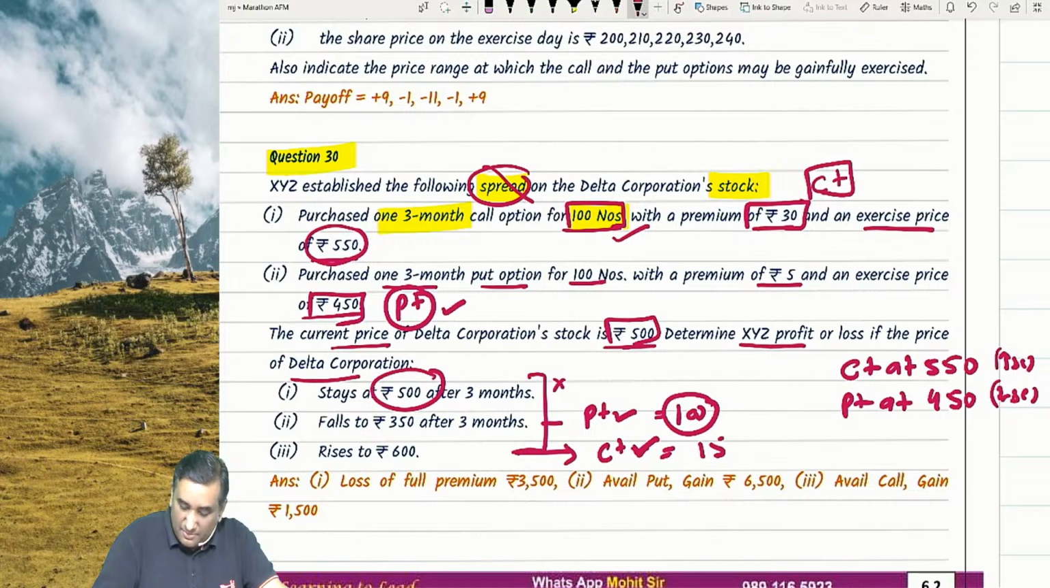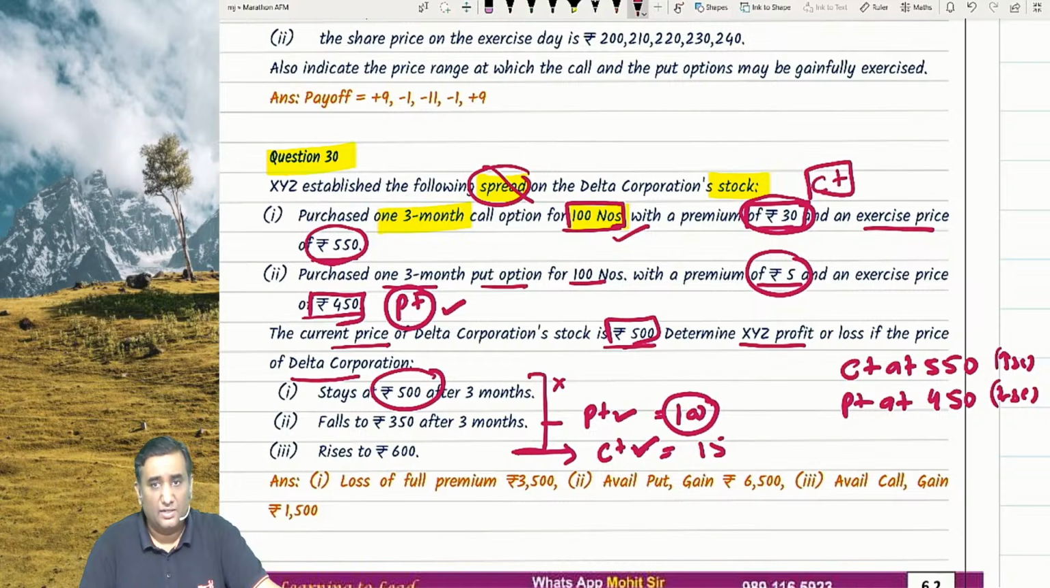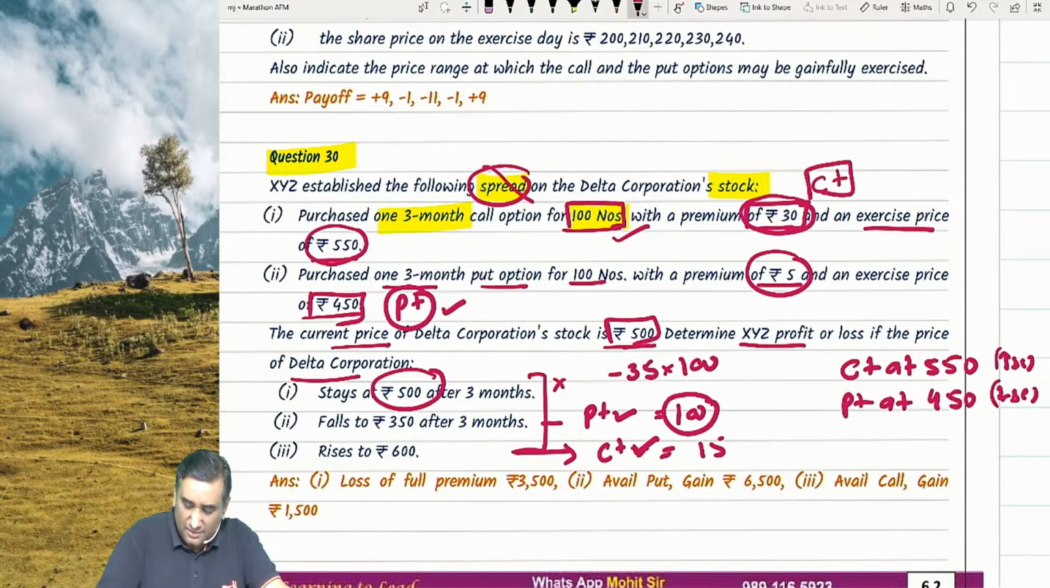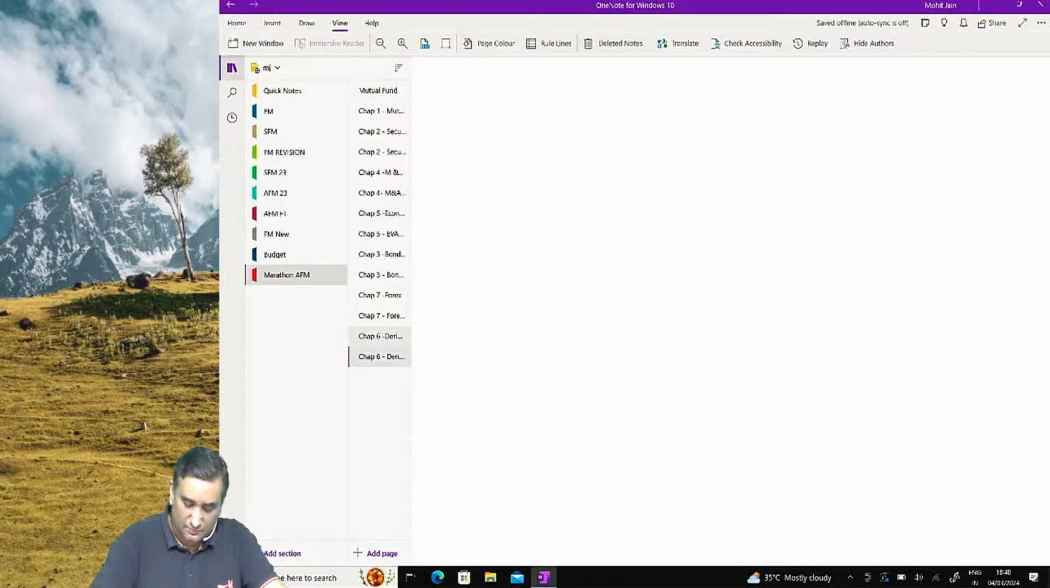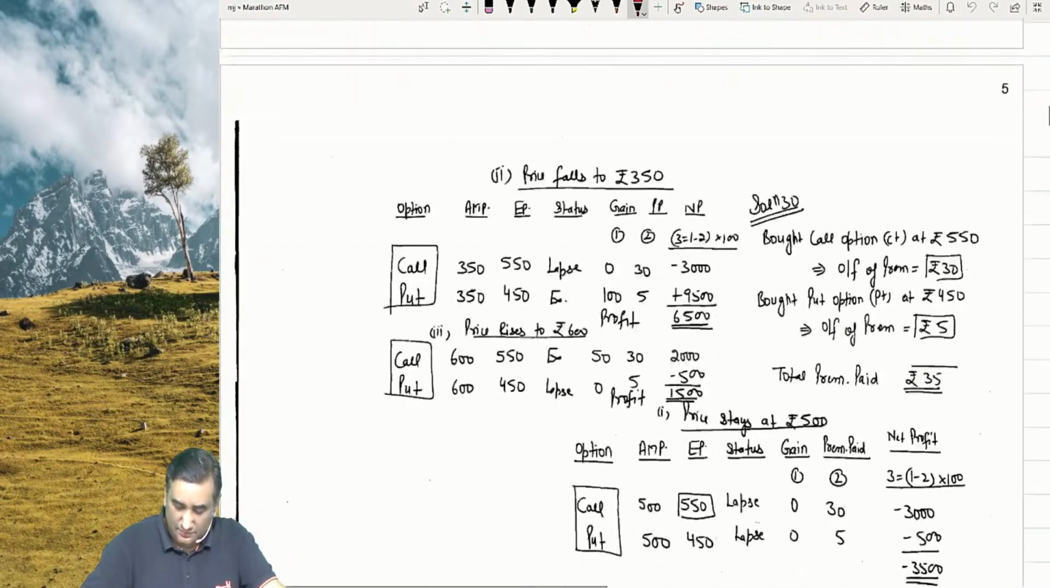Now, since I paid premiums of 30 plus 5, both premiums will be counted. Please note, it's two strategies you have taken, so you end up paying both premiums. In this case, my loss will be minus 35 into 100. Here it's 50 minus 35, and whatever number comes, multiply by 100, that is your answer. Let me look at the answer, then I'll do some analysis on this question.